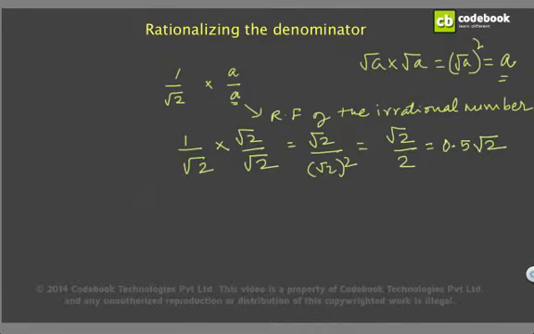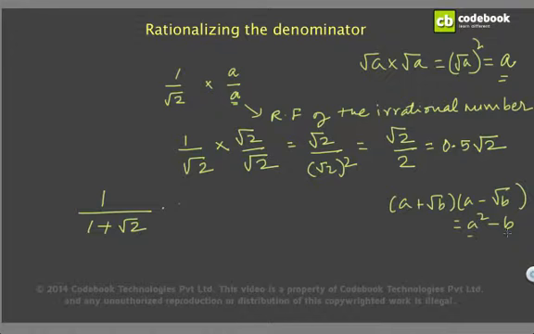Now let's consider a case where the denominator is of the form 1 plus root 2. So how do we rationalize this? If you observe, this is in the form of x plus y, and our goal is to take out the root of this irrational number, so that it turns out to be a rational number. So what can we do to convert root 2 into a 2? We know from the previous properties of square roots of real numbers that (a plus root b) times (a minus root b) is equal to a square minus b. This would take out the root of that number.